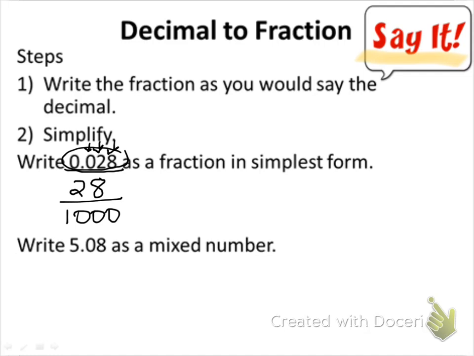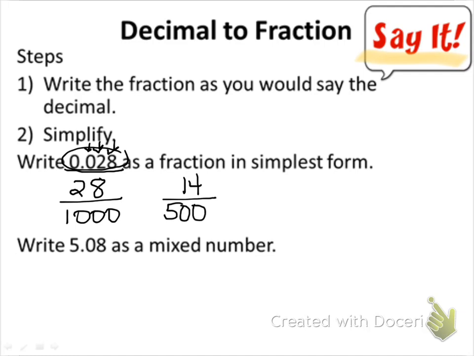A lot of us like to think about, okay, find the greatest common factor. But what I've noticed a lot of you doing, which is a great strategy, is if you notice that they're both divisible by 2 or a different number right away, just divide them both by 2 to make it a little easier for yourself. So hopefully you can see that 28 and 1,000 are both divisible by 2. So I'm going to divide 28 by 2 and I get 14. And then 1,000 by 2 and I will get 500. So I have 14 500ths.